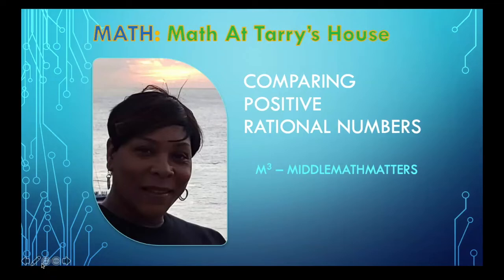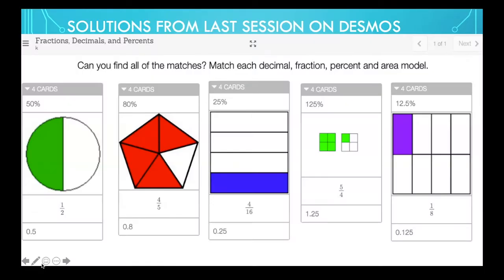Today we're going to be comparing positive rational numbers. Here are your solutions from your Desmos independent practice on yesterday. Please be careful when you're checking your work to ensure that you have your percent, your pictorial representation, your fraction, and your decimal all in the correct locations. Pause the video so that you can check your work.